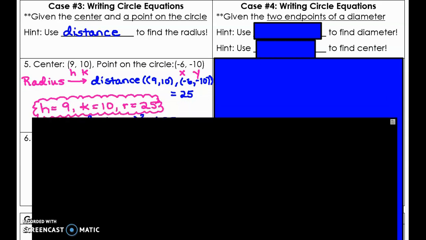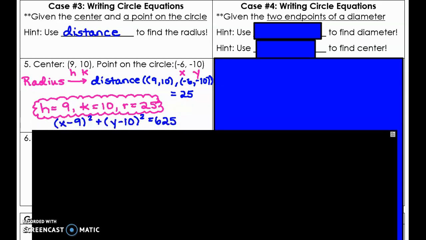So I go ahead and label everything I know. I know the x value of my center is 9. I know the y value is 10. And I also know my radius is 25. So I have h, k, and r, my 3 letters to plug into the standard form of this equation. The quantity x minus 9 squared plus the quantity y minus 10 squared equals 625.